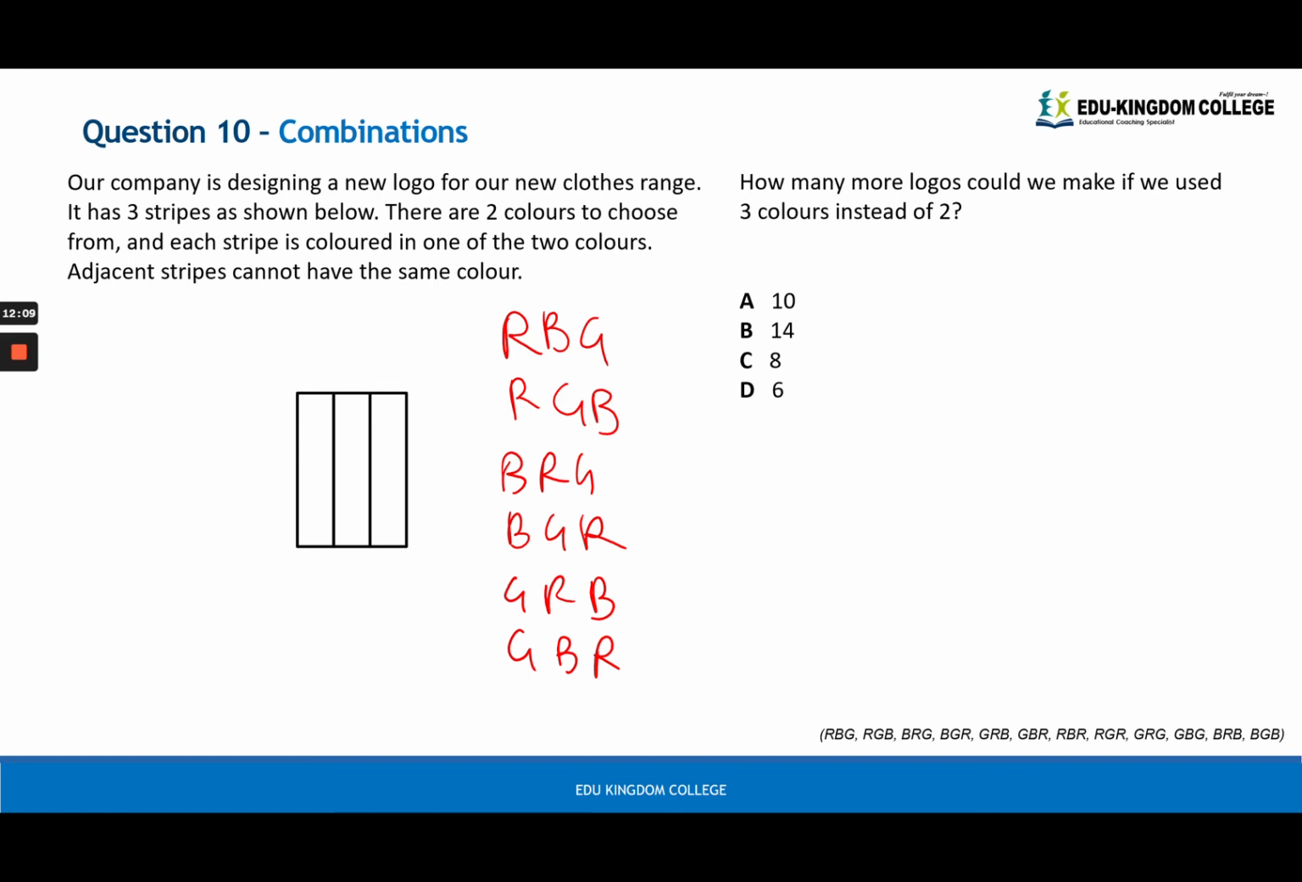Now we can also have same color matchings, right? So we can have red, green, red. You can have green, red, green. Blue, red, blue. Blue, green, blue. Green, blue, green. Then we can have green, red, green. We already have that one. Red, blue, red. There we go. Okay, so those are the combinations that we can have. If we add them all together, we should have 10 or A.